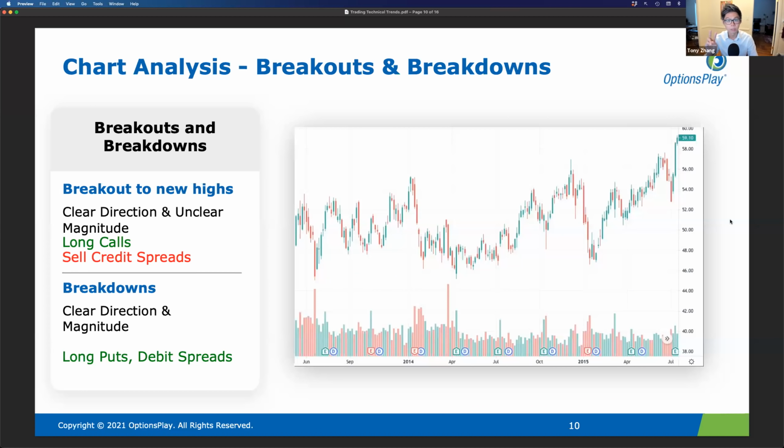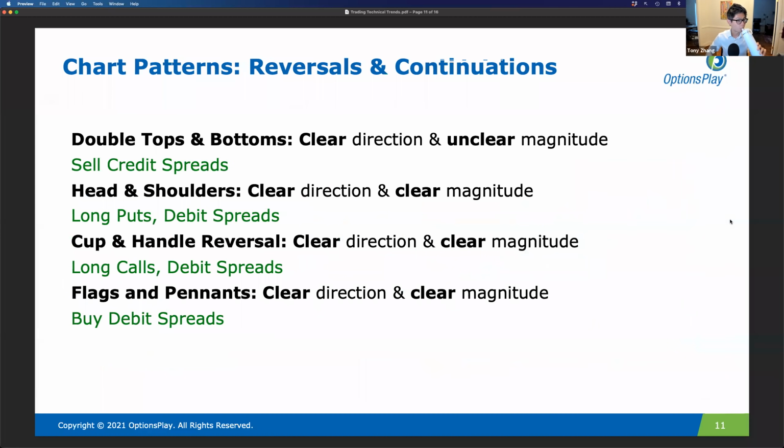Does that make sense? Please type 2 into the chat window if that makes sense to you. Okay, perfect.